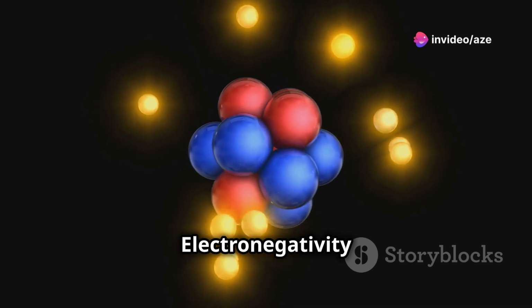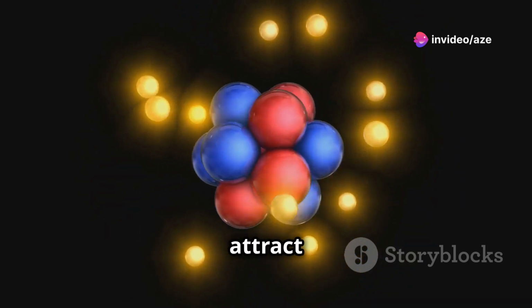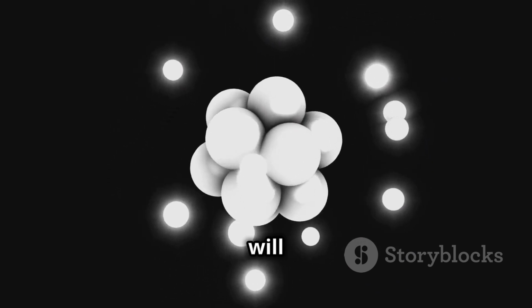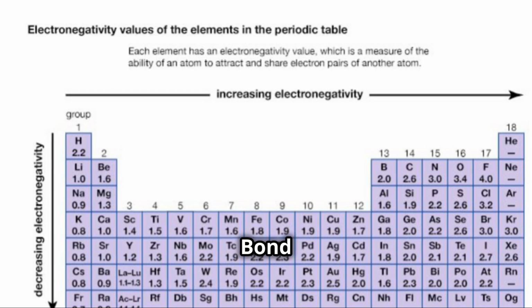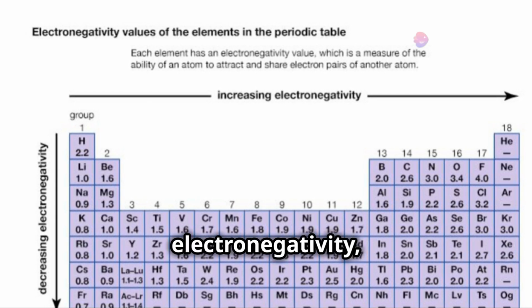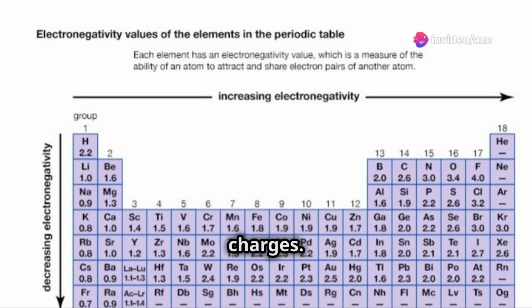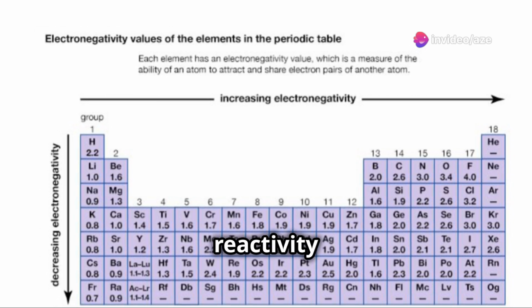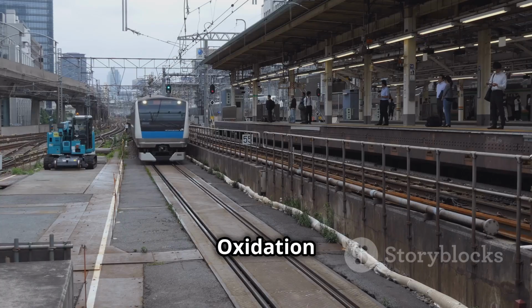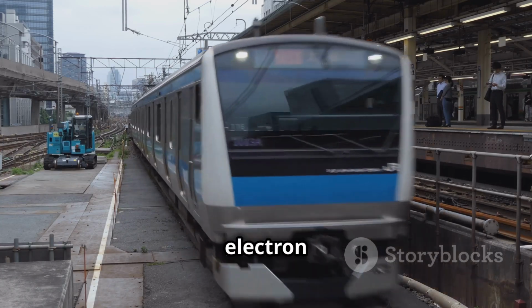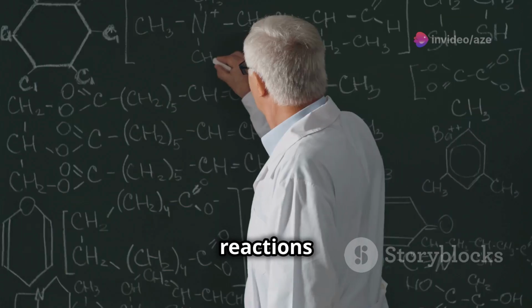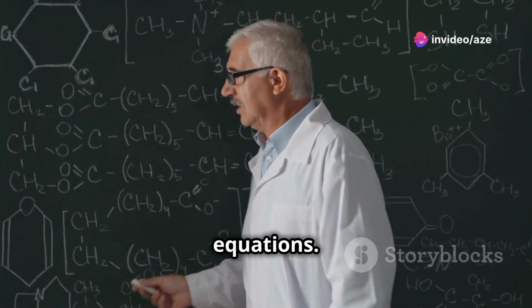Remember, electronegativity dictates how strongly atoms attract electrons in a bond. This fundamental property helps us predict how atoms will interact in a molecule. Bond polarity arises from differences in electronegativity, leading to partial charges. These partial charges are crucial in determining the behavior and reactivity of molecules. Oxidation numbers help us keep track of electron transfer in molecules. They are essential for understanding redox reactions and the overall balance of chemical equations.